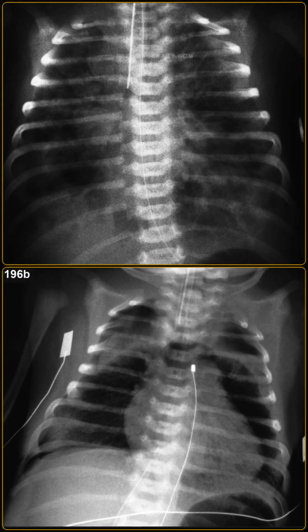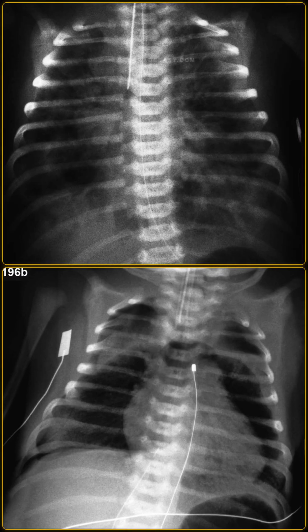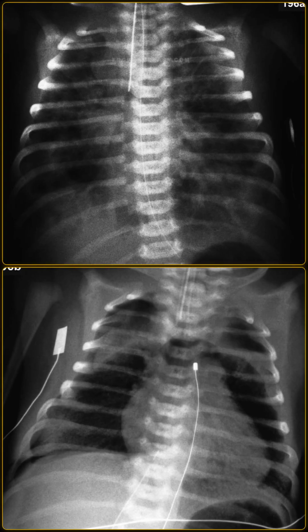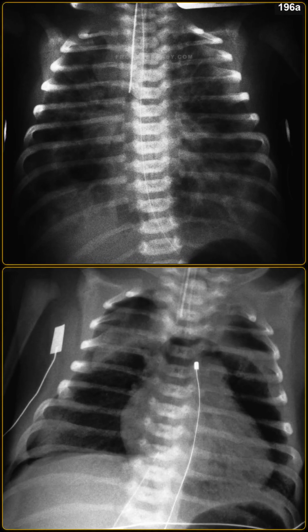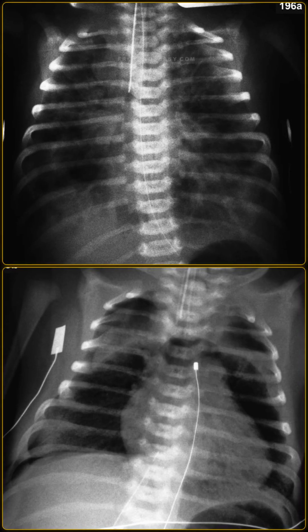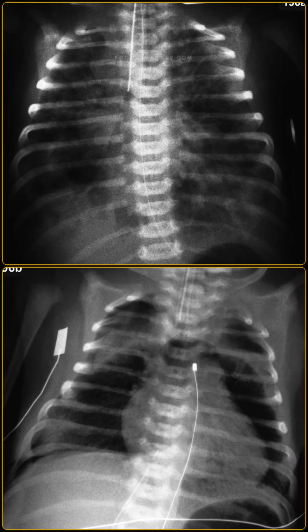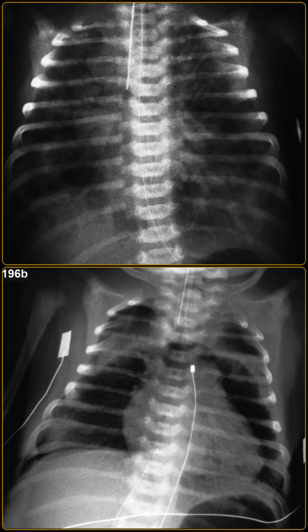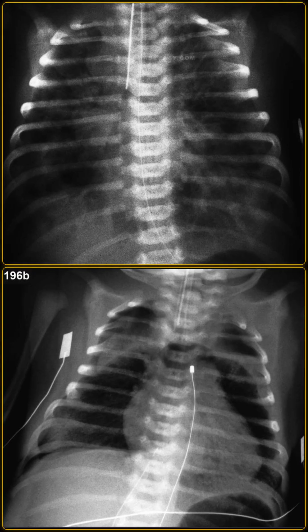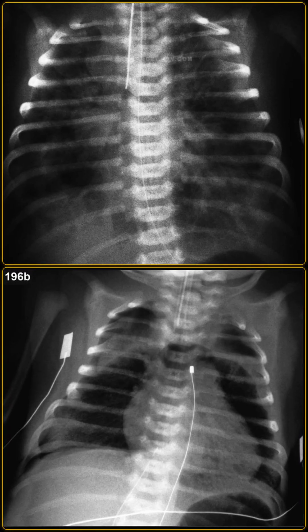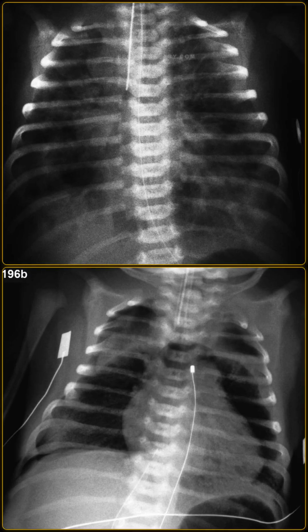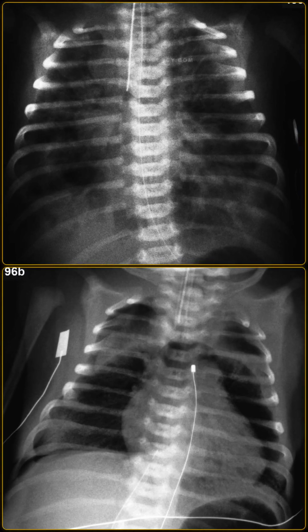How would you manage this patient as a radiologist? As a radiologist, I would recommend comparing these films with prior chest radiographs to evaluate the progression of the pulmonary opacities. I would suggest checking the placement of the endotracheal and nasogastric tubes on every follow-up film to ensure they remain in satisfactory positions. I would recommend monitoring closely for early signs of air leaks, specifically a pneumothorax or pneumomediastinum.